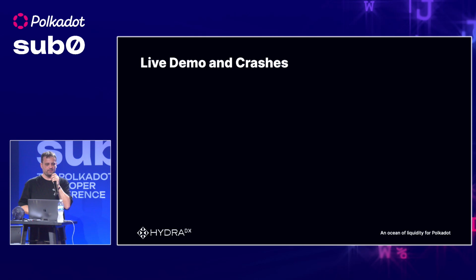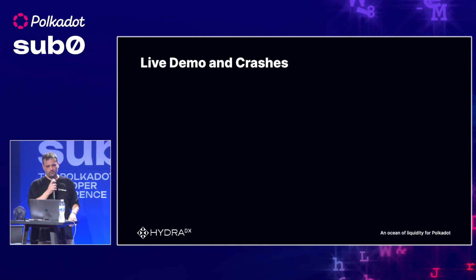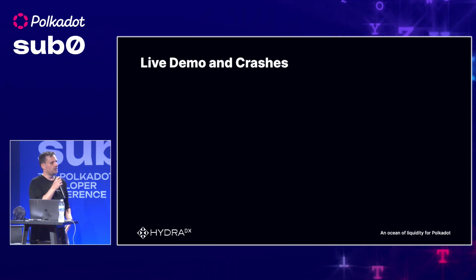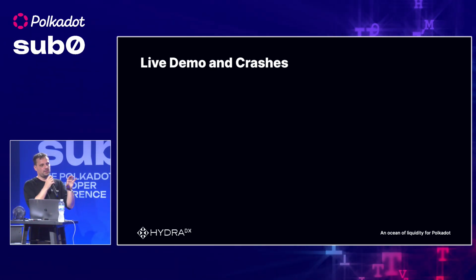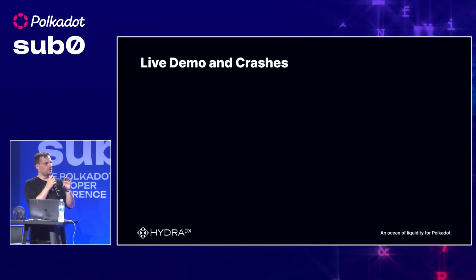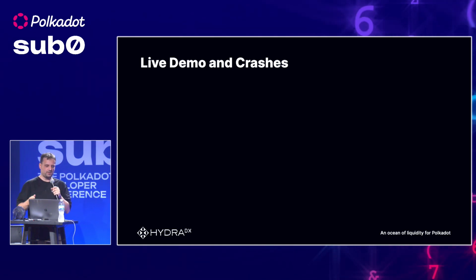So now let's do the live demo. That will be the best, because we'll see this in action, and we will also see where in the pallet you can put certain assertions to ensure that the business logic you have is correct. In our case, it's the invariant of the AMM.